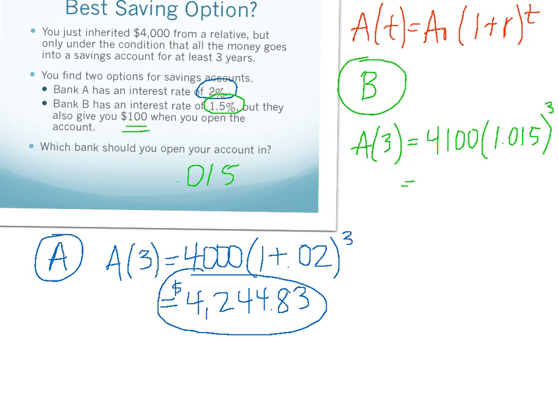So if I plug that into my calculator, raise it to the third, PEMDAS, you always want to do that first, and multiply by the 4,100, end up with $4,287.28. So in this case, even though the interest rate was lower, that $100 kind of put us over the edge, so you would want to invest your money in Bank B.